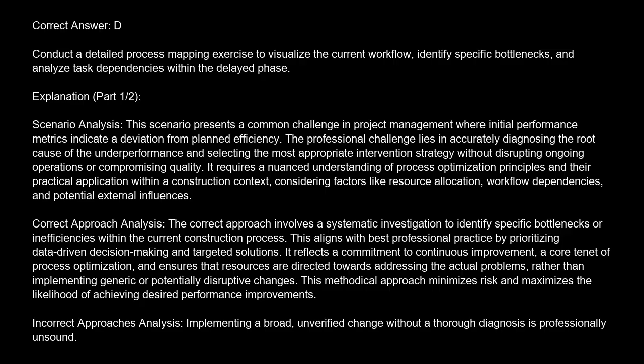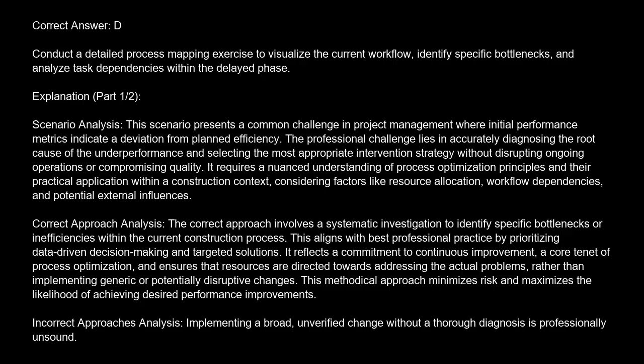This scenario presents a common challenge in project management, where initial performance metrics indicate a deviation from planned efficiency. The professional challenge lies in accurately diagnosing the root cause of the underperformance and selecting the most appropriate intervention strategy without disrupting ongoing operations or compromising quality. It requires a nuanced understanding of process optimization principles and their practical application within a construction context, considering factors like resource allocation, workflow dependencies, and potential external influences.